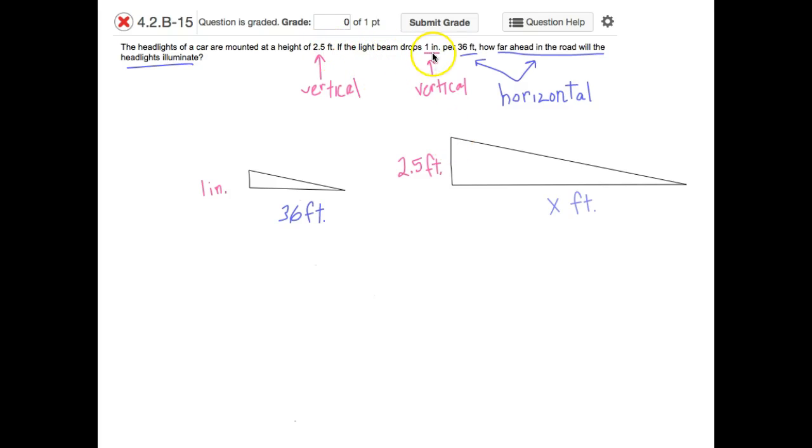If the light beam drops 1 inch, so you can see my hints are that these are vertical, so the 1 inch would be an up or a down amount. It would be down, it's dropping 1 inch per every 36 feet that the light shines out. How far ahead in the road will the headlights illuminate?